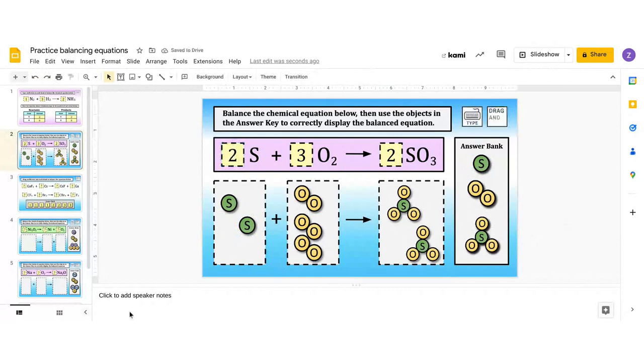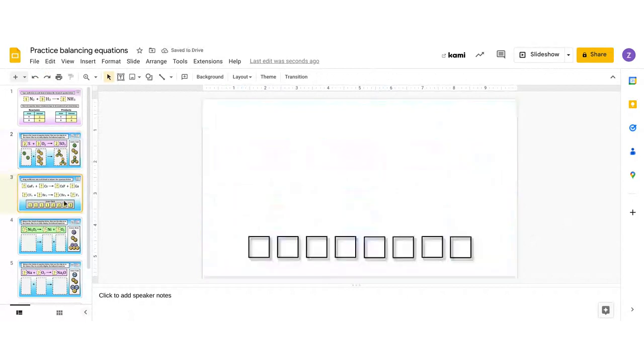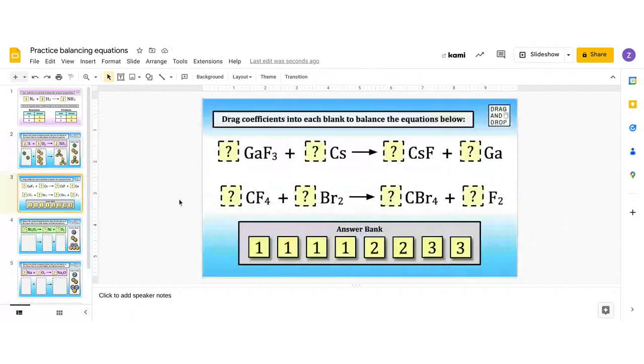Okay. Let's go to the next one. Okay, so drag the coefficient in the blank spots.